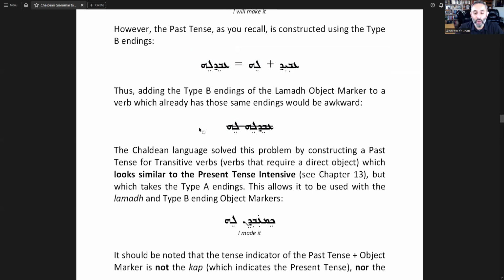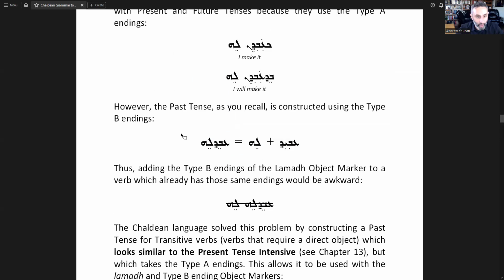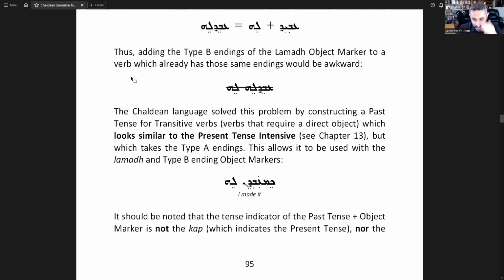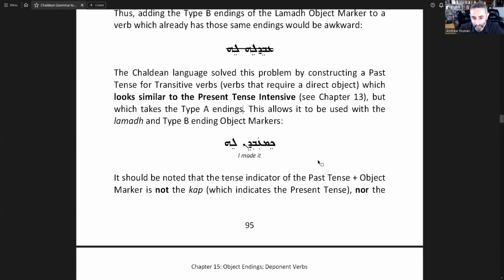The language solved this problem by this special thing we're going to talk about, these object endings that we're going to talk about in this chapter. It constructed a past tense for transitive verbs that require a direct object, which looks similar to the present tense intensive, but which takes the type A endings. Okay, so that's a kind of a mouthful. Let's just take a look at an example of it.